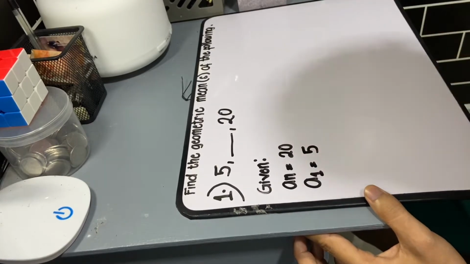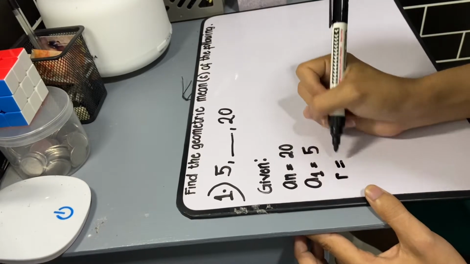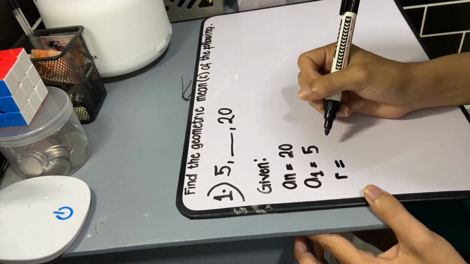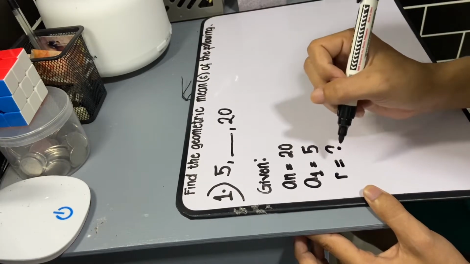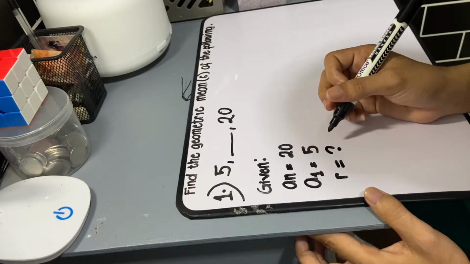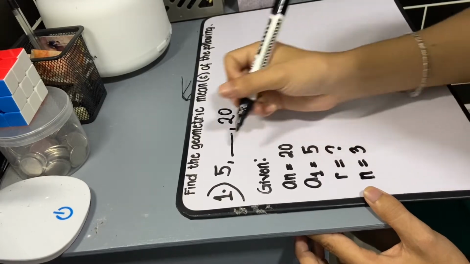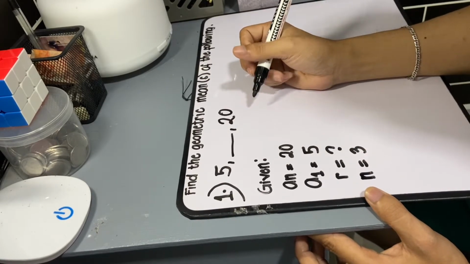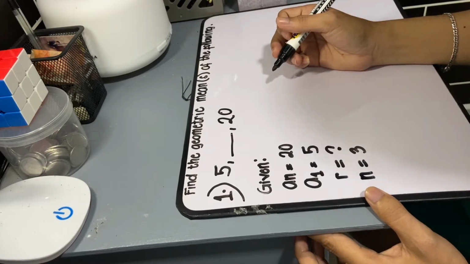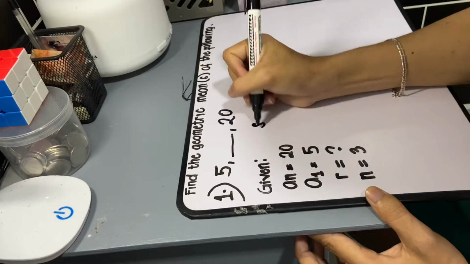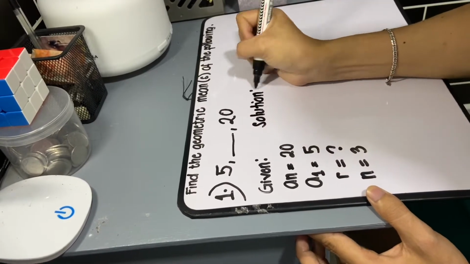Next, we are going to find the value of R, the common ratio. Since there's no value for the common ratio, we write a question mark since we are looking first for the value of R. Next is the value of n. The value of n is 3 since we have three terms. And so this time we are going to solve the value for the common ratio. Let us write first the solution.